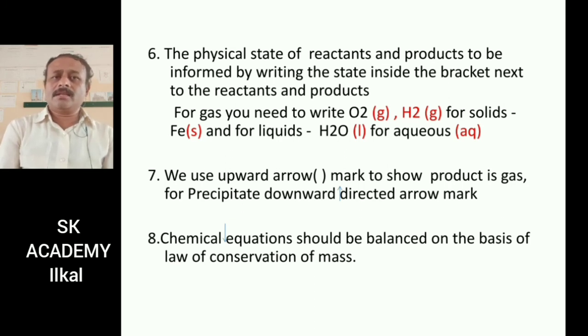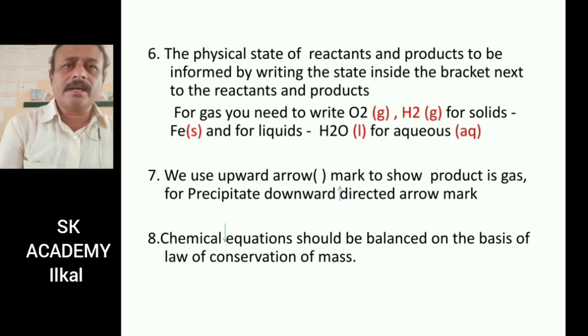Or the next is the 8th point: if a precipitate is produced in the product, that should be indicated with a downward directed arrow mark. Remember, if a gas is produced at the end of the chemical reaction, you have to show it with an upward directed arrow mark. Precipitate means it does not dissolve in water, in any of the solution. Such a precipitate, if it is there, should be shown with a downward directed arrow mark.